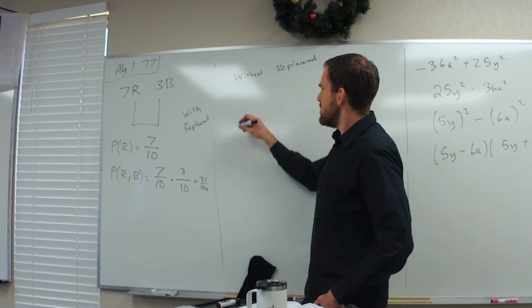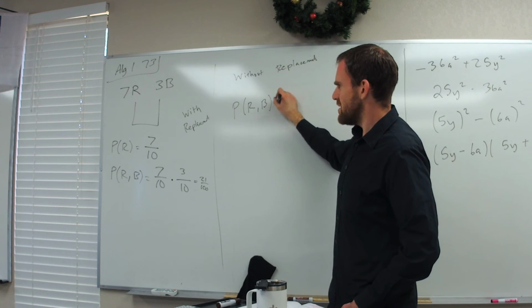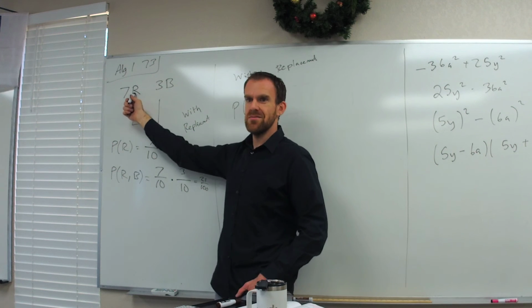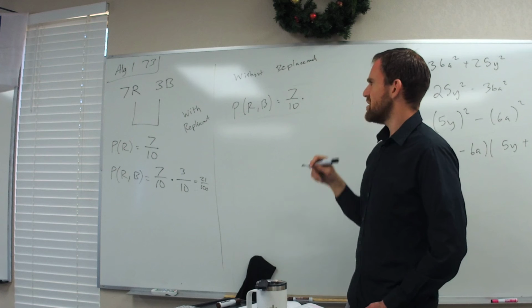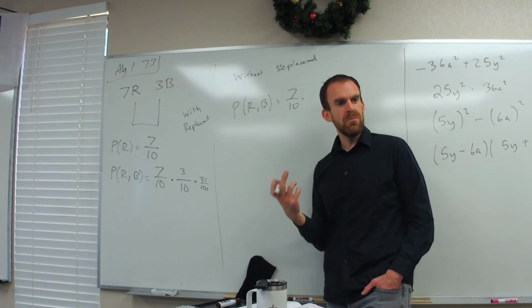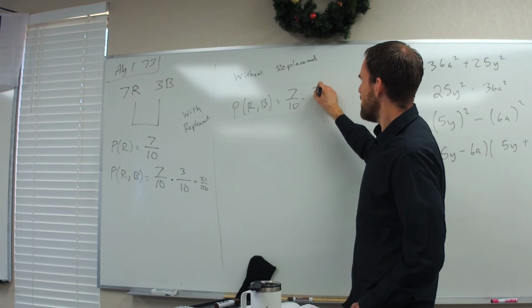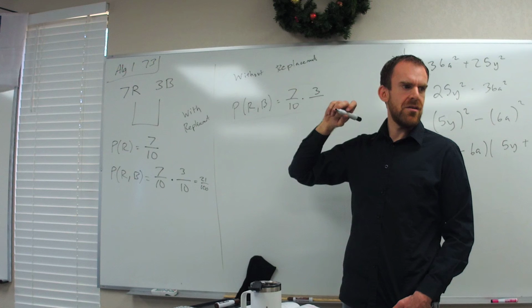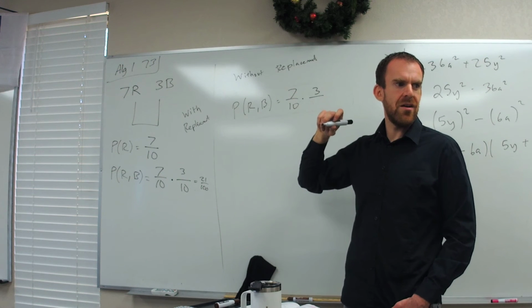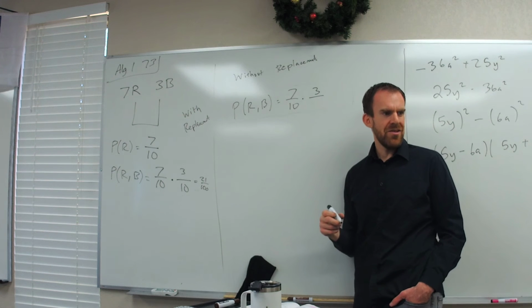Let's try it. So without replacement, the probability of getting a red marble the first time is still the same, right? There's 7 reds out of the total of 10. But we're going to multiply this by the probability of blues. How many blue marbles are in there? 3, because I took out a red marble. But how many total are there? 9. Why are there 9? Why not 10?